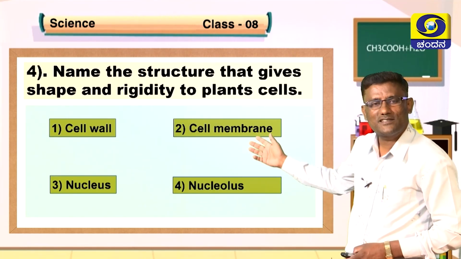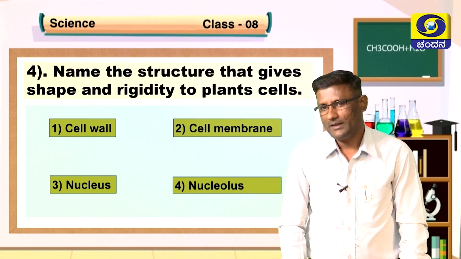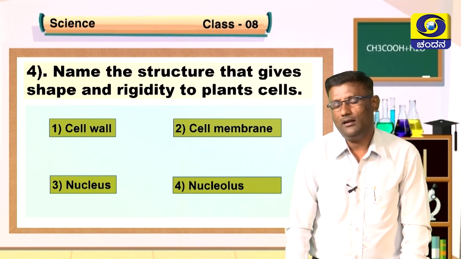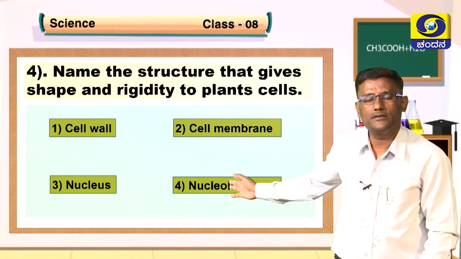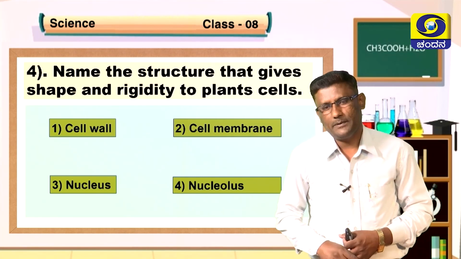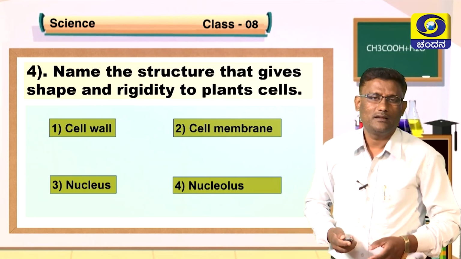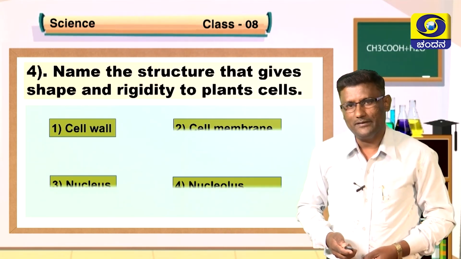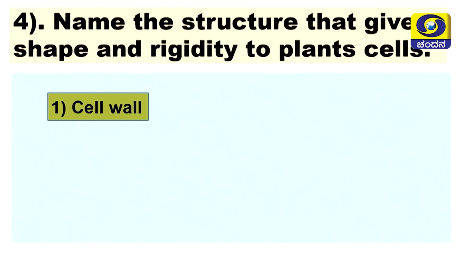Your last question is like this, students. Name the structure that gives shape and rigidity to plant cells. The 4 responses are the cell wall, the cell membrane, the nucleus, and the nucleolus. Out of these 4 responses, which one is the correct one? Yes, cell wall. Look here, in plant cells, in addition to the cell membrane, there is an extra layer known as the cell wall, and the cell wall gives shape and also rigidity to plant cells.